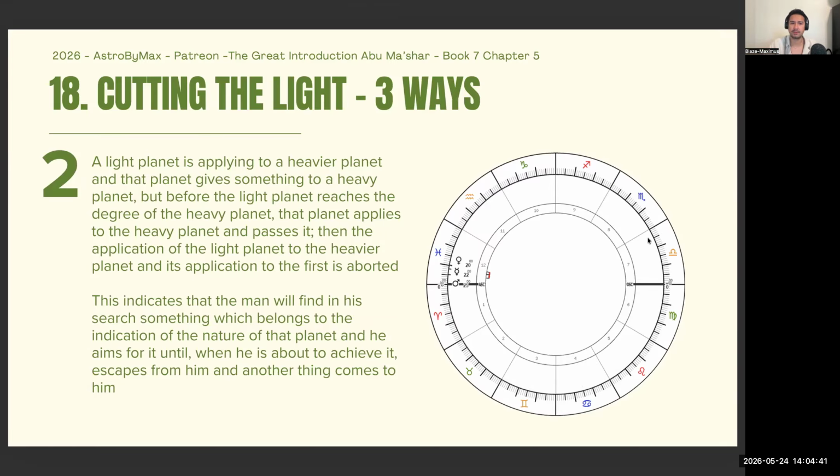There's a second way here. It's when a light planet applies to a heavier planet, and that planet gives something to a heavy planet, but before the light planet reaches the degree of the heavy planet, that planet applies to the heavy planet and passes it. Then the application of the light planet to the heavier planet and its application to the first is aborted. So this is what we see as well here.